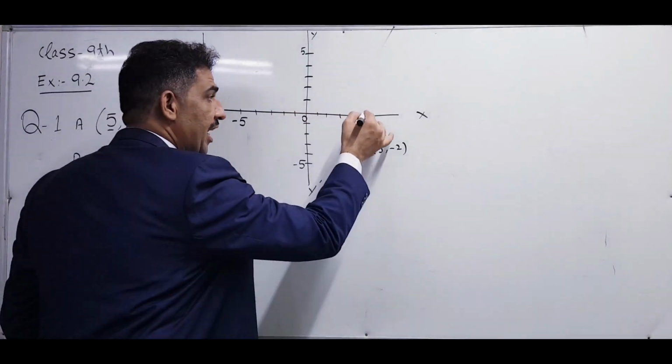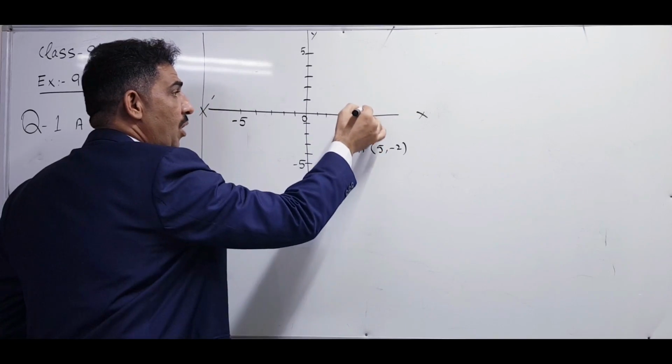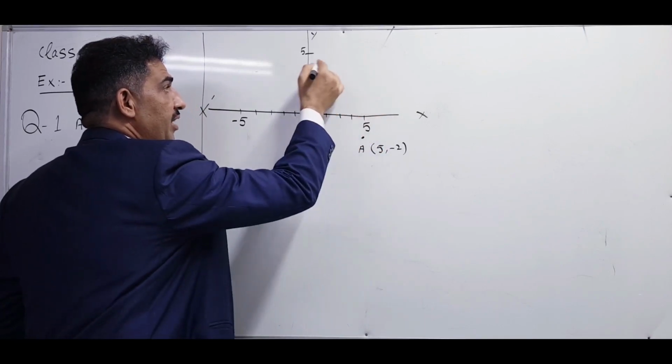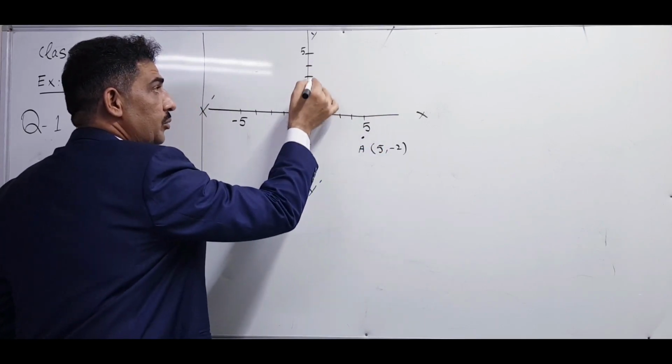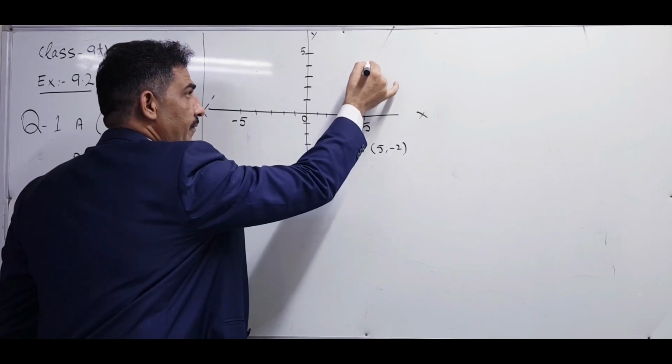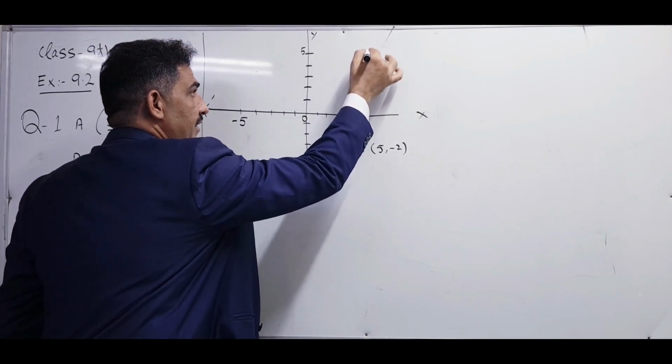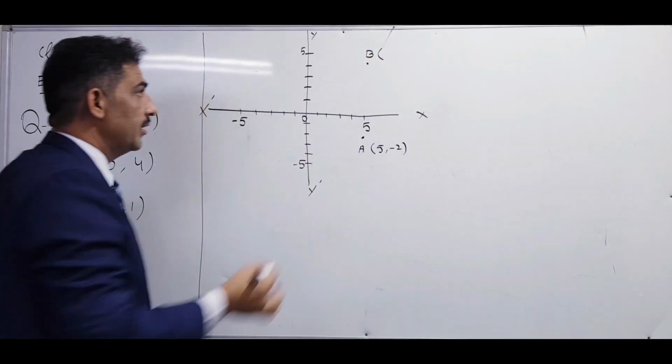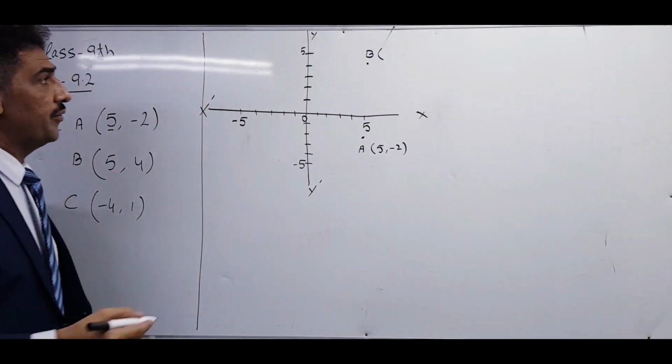After that, B is (5, positive 4). First, we will move to 5, but positive 4, so we go up till 4: 1, 2, 3 and 4. Both are on the same vertical line. This is the vertex B and its value is (5, 4).